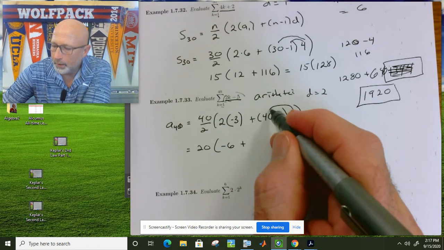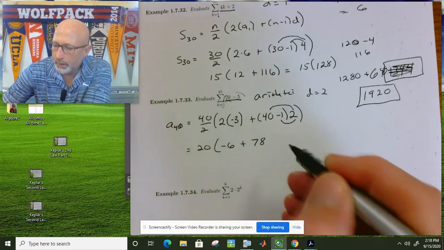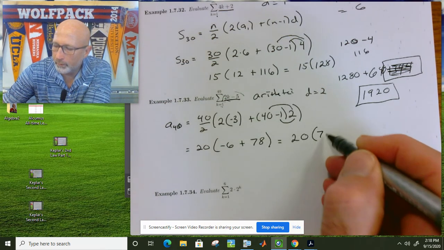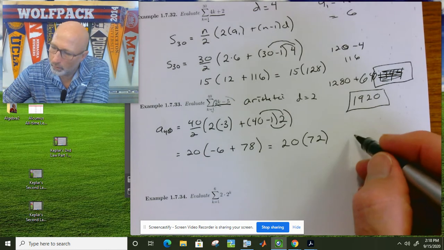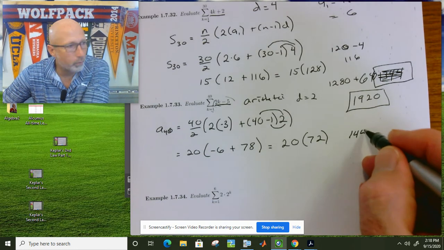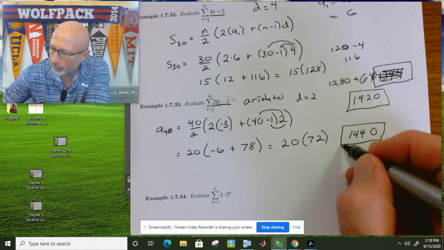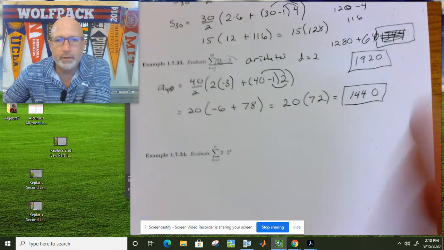So this is equal to 20 times negative 6 plus 80 minus 2, 78, which is 20 times 72, which is equal to 1440, I believe. Yep, 1,440.